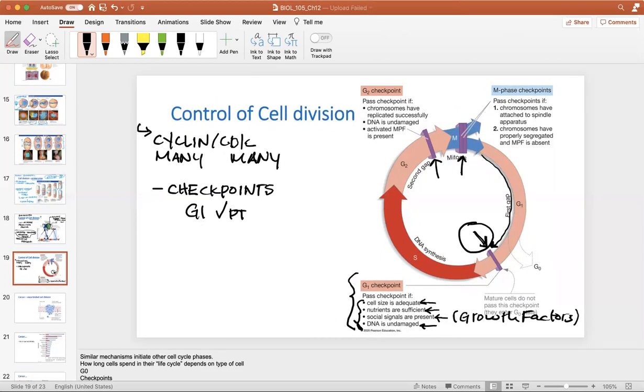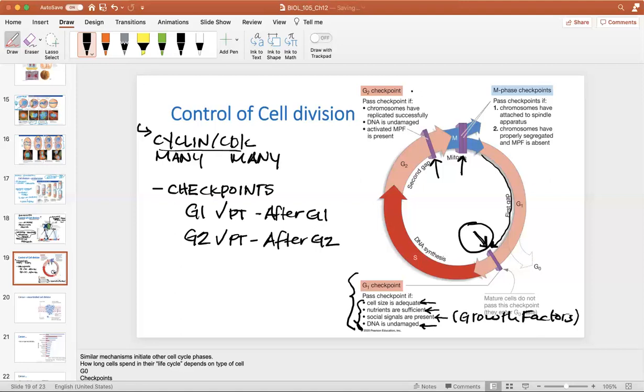Then the cyclin CDK combo is going to send this cell into S phase, okay? So that's the G1 checkpoint. There's also a G2 checkpoint. When does that occur? So the G1 checkpoint occurs after G1, right? So I bet you can guess when the G2 checkpoint occurs. It occurs after G2.